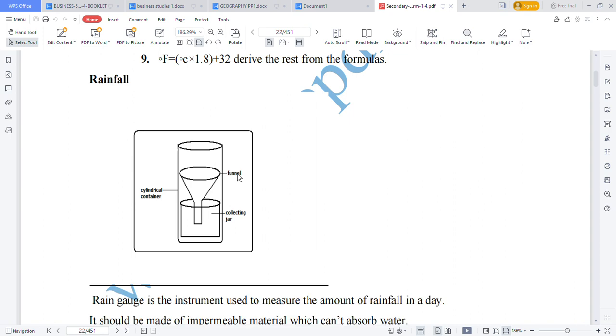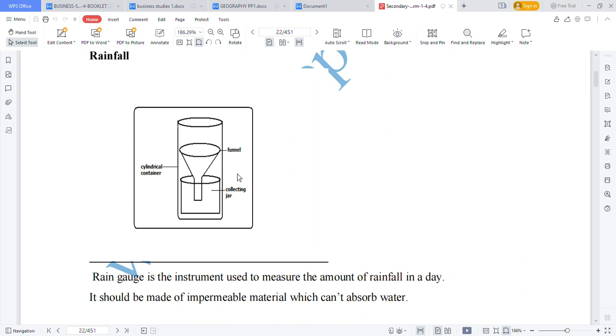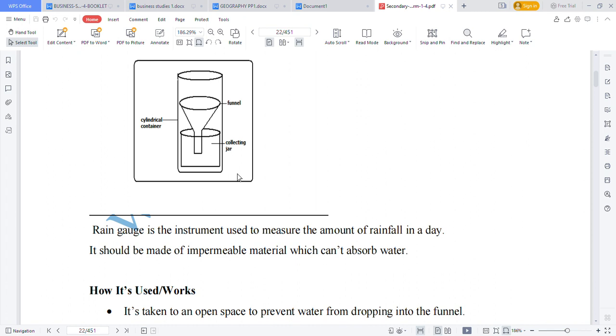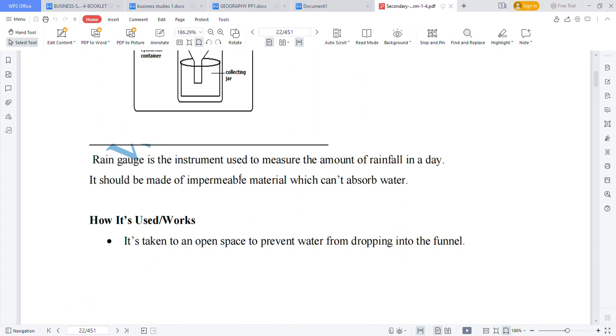Let's go to rainfall. This is a diagram. So you have the rain gauge. The rain gauge is the instrument used to measure the amount of rainfall in a day. It should be made up of impermeable material which cannot absorb water. From your biology, you know what permeable materials are.